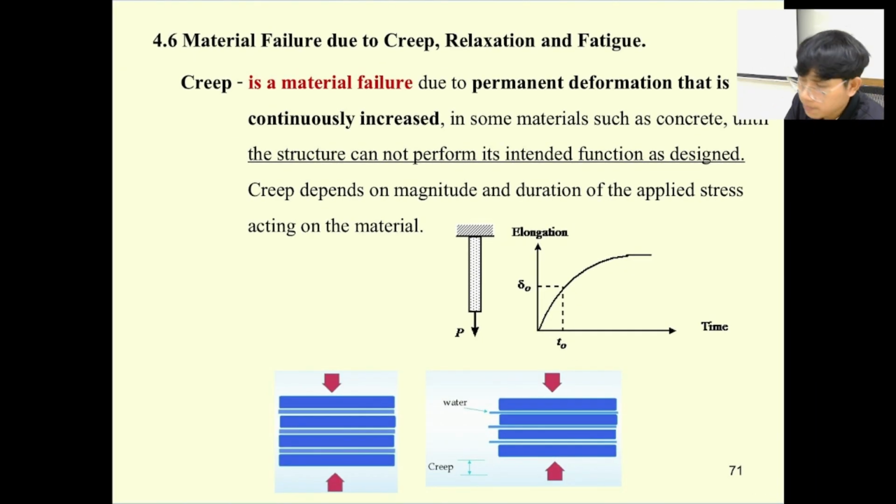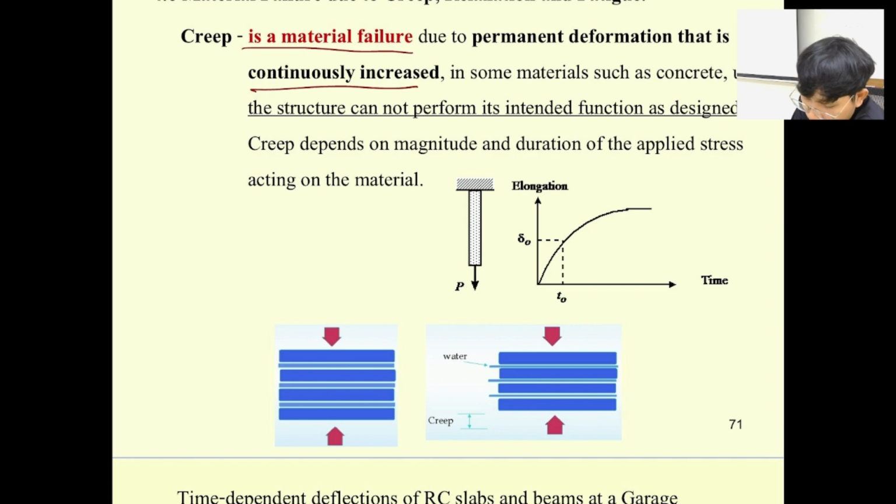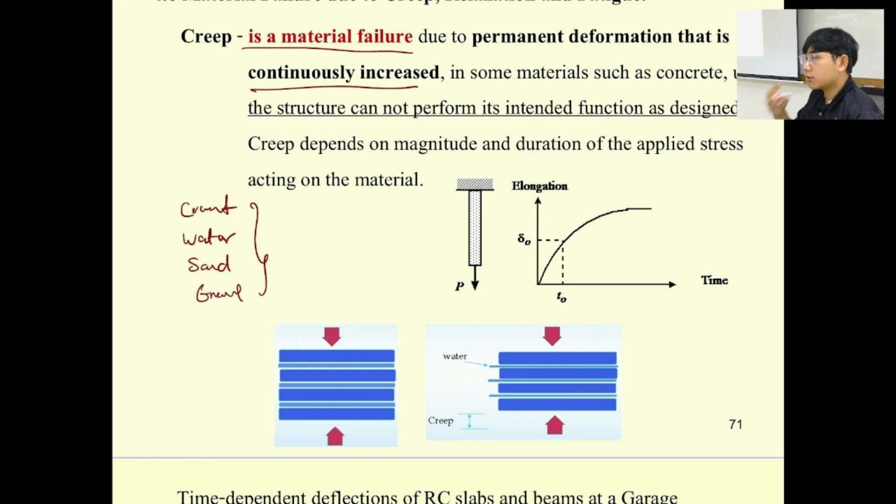Next is going to be creep. Creep is one topic that is going to be in our exam. Creep is the material failure due to permanent deformation that continuously increases. Most of the time it's in concrete only, which has cement, water, sand and stone, or just call it gravel. And another component in concrete is the air.